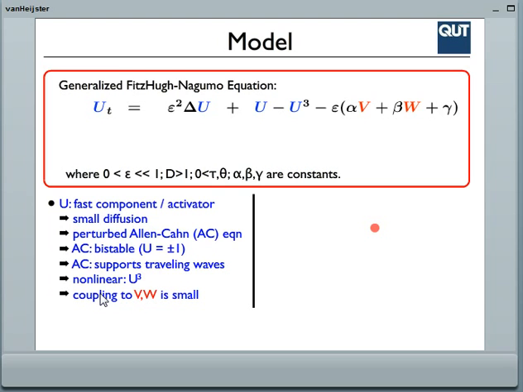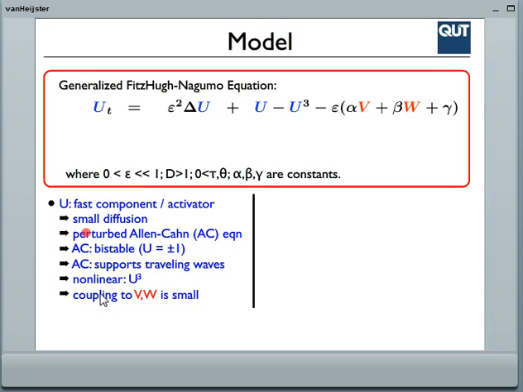So U, we also call this the activator, or in the middle we call this the fast component. So it has a small diffusion. There's an epsilon, something small, right? It's a very small diffusion. So if you start with something peaked, it will stay peaked for a long time.